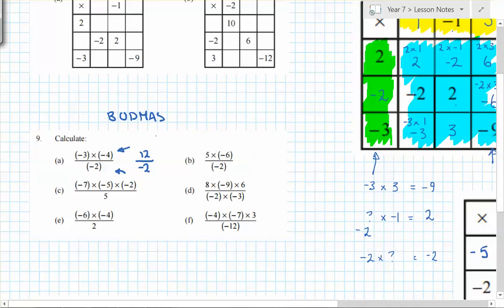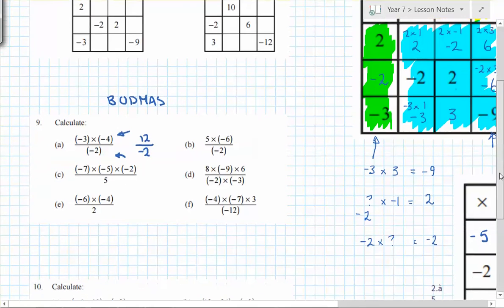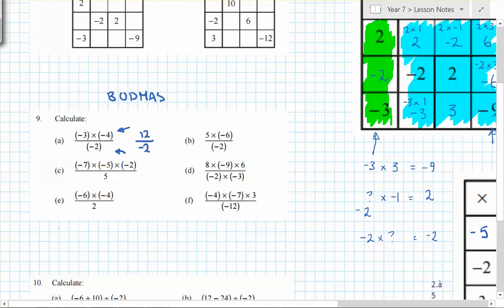Now, the rules for division are the same as the rules for multiplication, which we wrote down last time. So a positive divided by a negative will give me what answer? A negative answer, okay? A negative divided by a positive will also give me a negative. A negative divided by another negative will be positive. And then a positive divided by a positive will be positive.